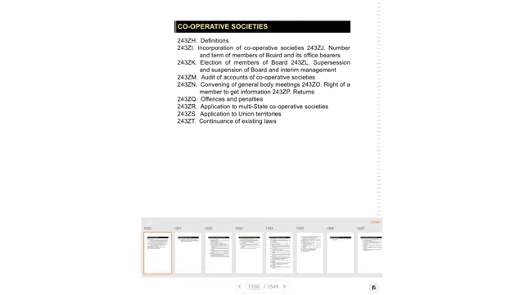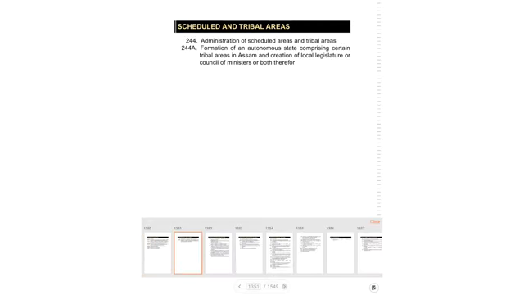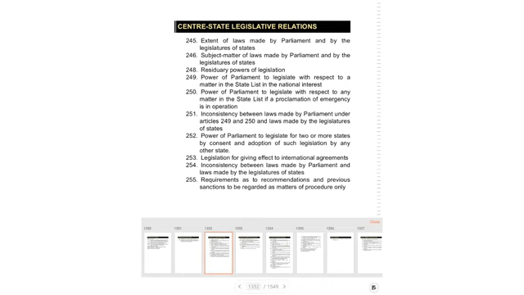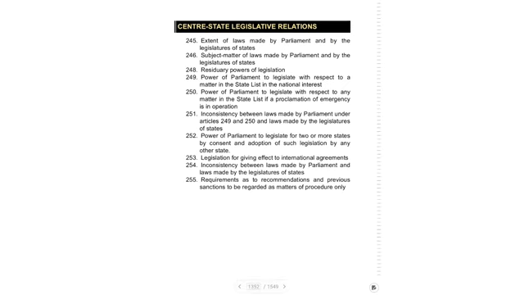Apart from that, center state relationship, legislative relationship is important. Here 246 is important. Here, I think GST is made in this provision along with this provision under this article, and 249 is very important. That means the center has power to make laws of in the state list if it is important for national interest. So this article is very important from prelims perspective. Please go through it.